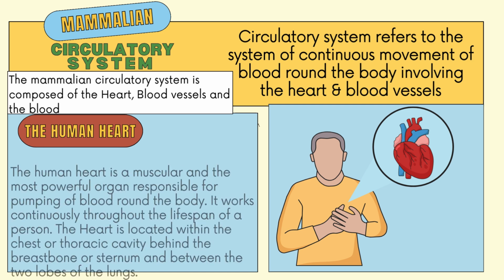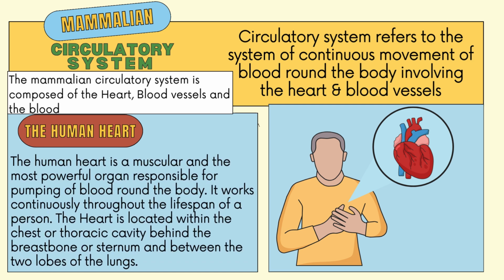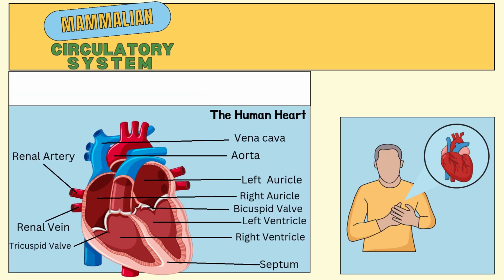Let's begin by looking at the human heart. The human heart is a muscular and the most powerful organ of the body, which is responsible for the pumping of blood around the body. It will interest you to know that the heart works continuously throughout the lifespan of an individual. The heart is located within the chest or the thoracic cavity, behind the breastbone or the sternum, and in between the two lobes of the lungs.